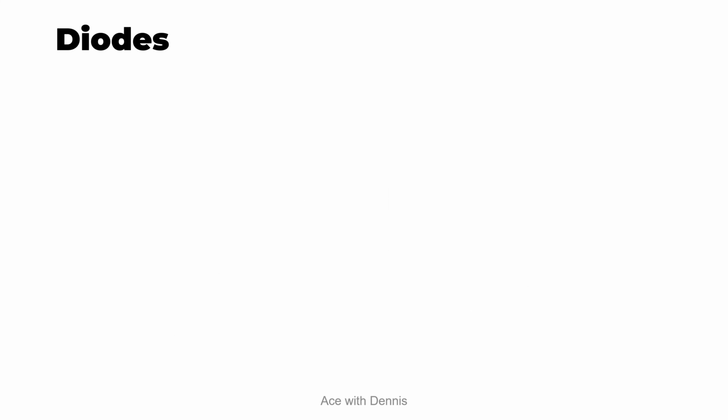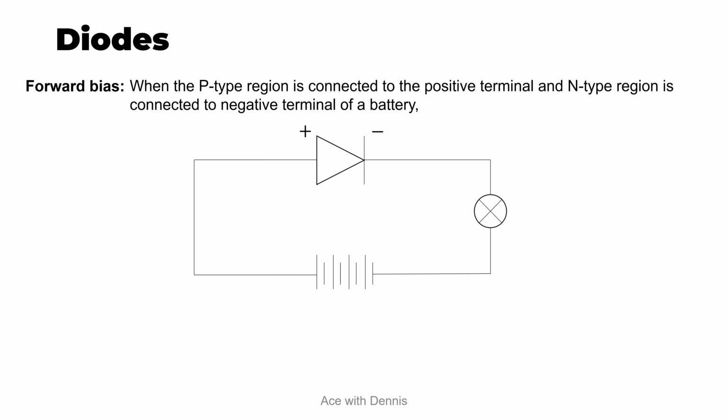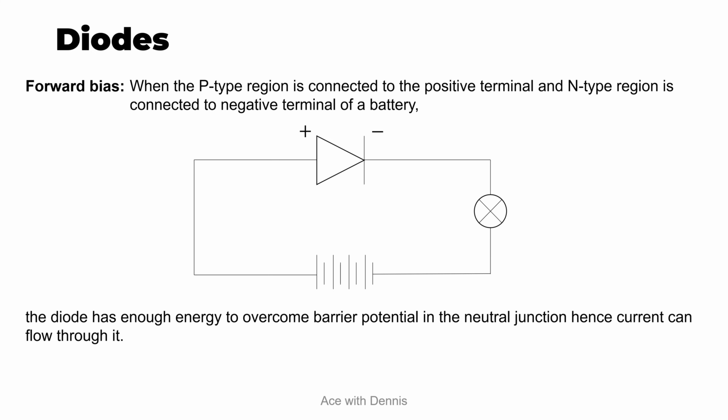There are two types of biases in a diode, which are forward bias and reverse bias. For forward bias, the P-type region is connected to the positive terminal and the N-type region is connected to the negative terminal of a battery. So here's how it looks like. This is the diode with the positive terminal and the negative terminal connected to the proper terminals of a battery. Then the diode has enough energy to overcome the barrier potential in the neutral junction, hence current can flow through it.